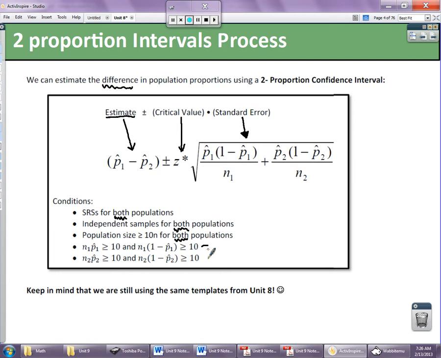So here's your first population and your second population. It is important that you identify your first and second population, so your population 1 and your population 2, and that's what you're going to do for the first step. We are using the same templates that we did from Unit 8. Those have not changed as far as confidence intervals are concerned or hypothesis testing. It's just that the process is going to be just a little bit different.